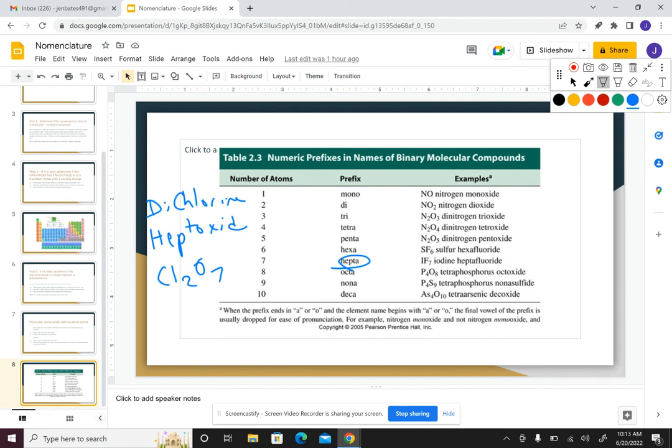So that's all there is to those molecular compound nomenclature problems. They're pretty straightforward.